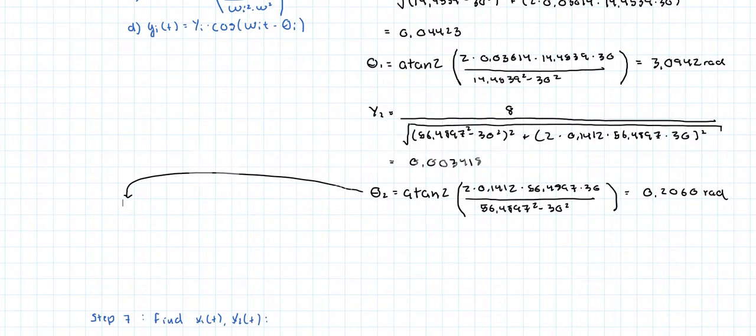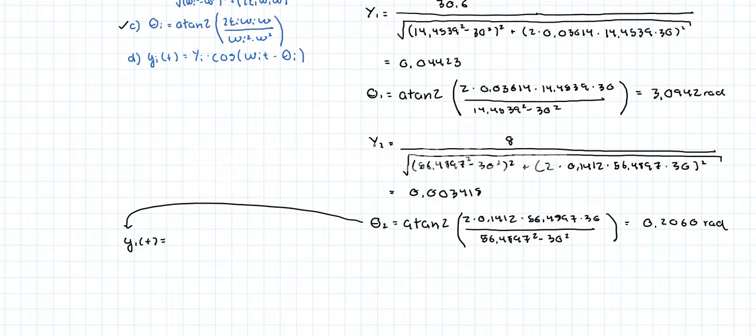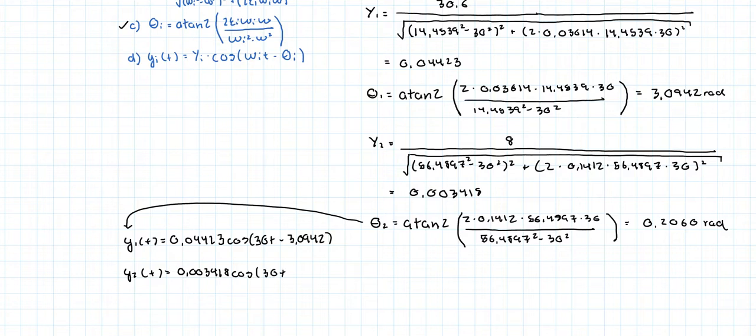Yeah, let's just start here. We can simply write y1 of t is equal to capital Y1, 0.04423 cosine of 30t minus 3.0942, and y2 of t is 0.003418 cosine of 30t minus 0.2060. Okay.